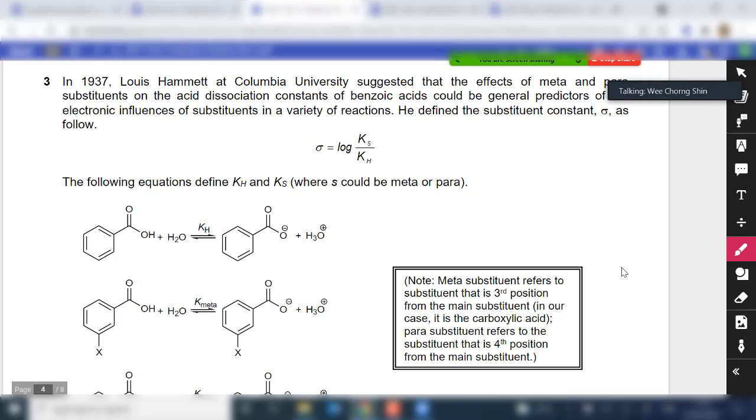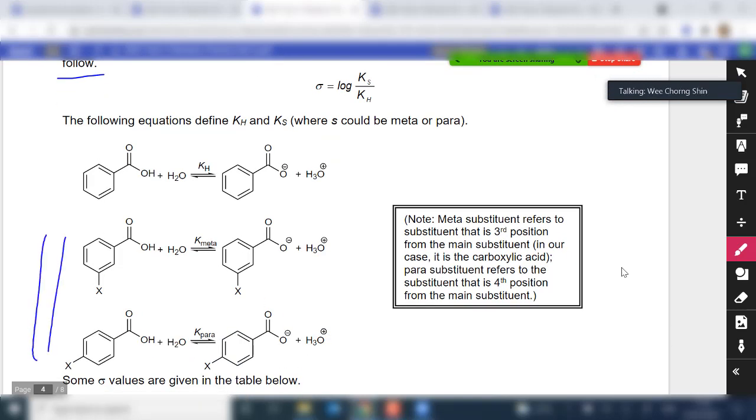So I think first of all, contextually it is very heavy because you need to understand the equation. So what exactly is sigma? Sigma is actually a constant. That is the log of the ratio between the K with the substituents, which could be meta substituted or para substituted. Then H is of course the original, the benchmark, which is benzoic acid. That's why benzoic acid is so important for over 200 years, because it has always been used as a benchmark.